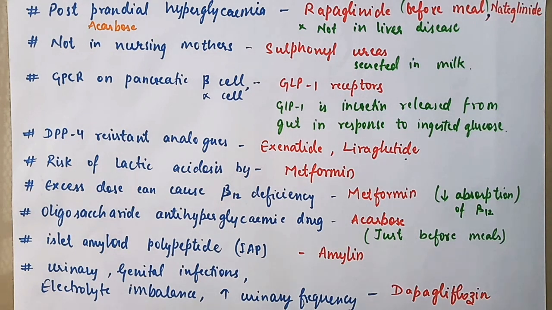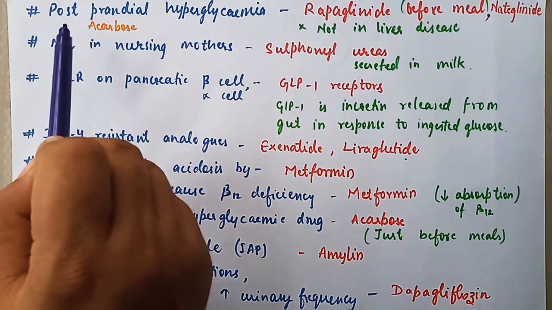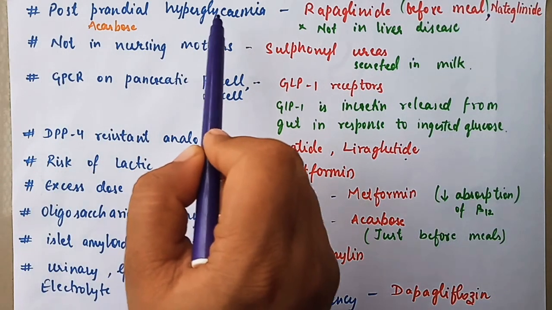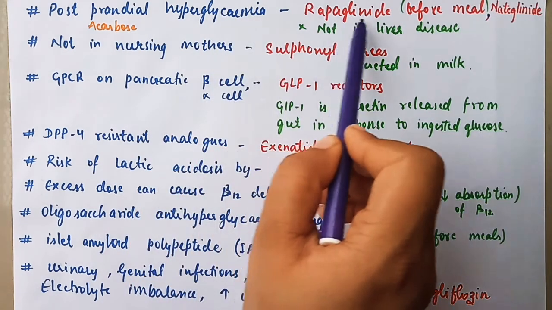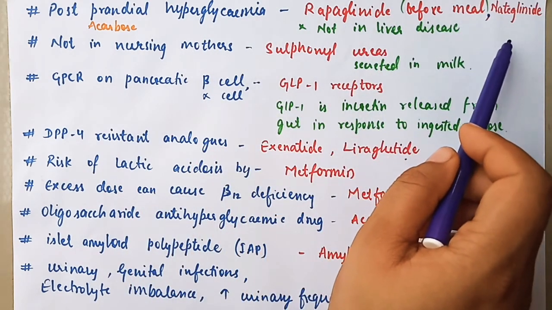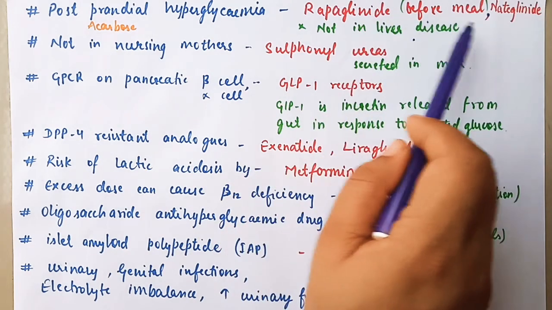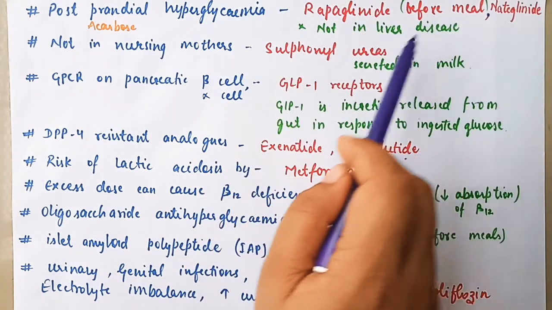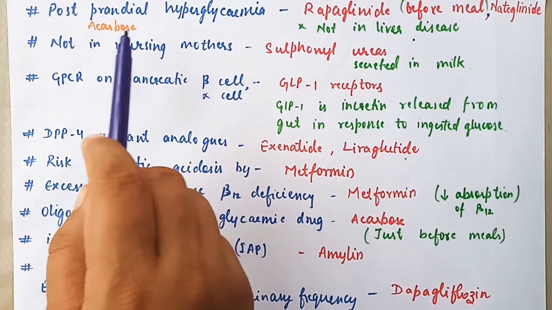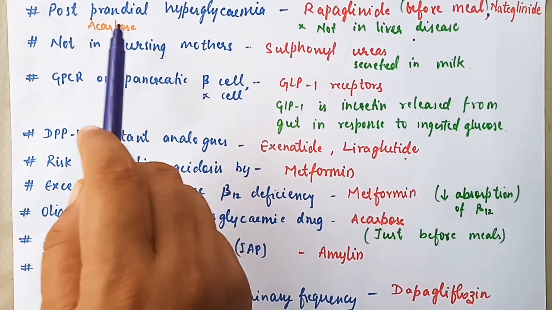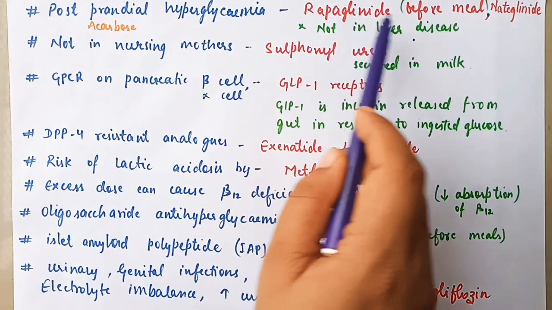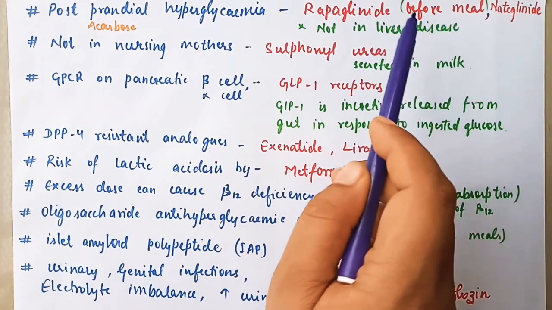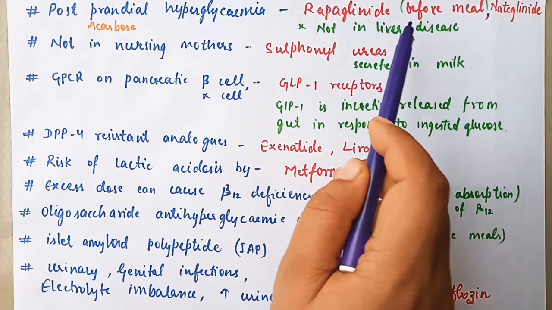So let's see some of the questions which could be asked in competitive exams. The drug for postprandial hyperglycemia action could be repaglinide and nateglinide. These drugs are from the meglitinide category, but they cannot be given in liver disease. So for that, acarbose is given. Acarbose is a drug which is given just before meals, and repaglinide and nateglinide are drugs that are given 10 to 30 minutes before the meals.